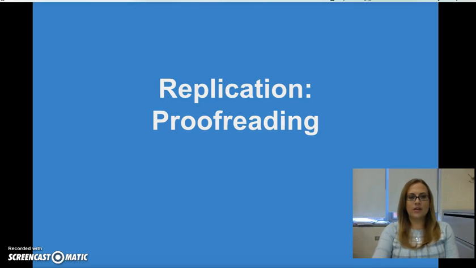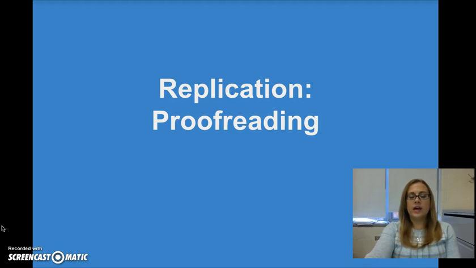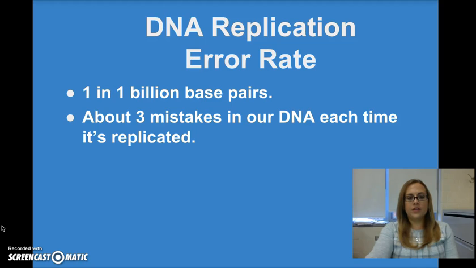Hey everybody, we are going to continue on talking about DNA and replication, and we are going to take a look at what happens after elongation is over and the DNA molecule has to be proofread. Do errors happen when DNA replicates? Yes, but they're very rare.